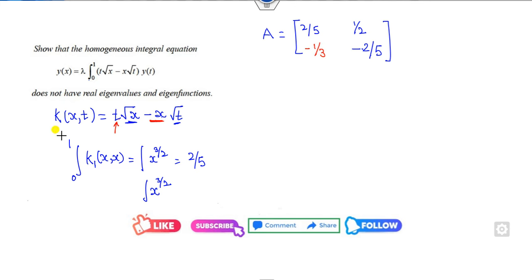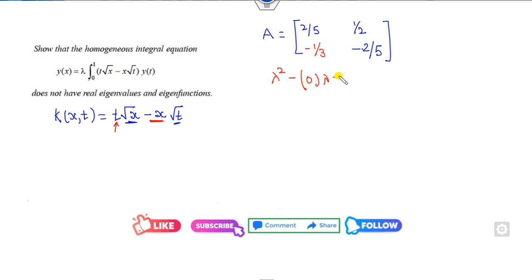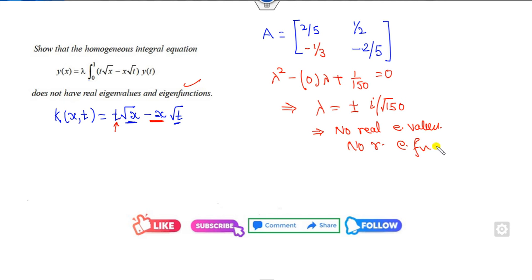Fine. Now you can find the eigenvalues. So what are the eigenvalues of this? Lambda square, trace 0, plus determinant: minus 4 over 25 plus 1 over 6. 150 is the LCM, since 25 into 6 is 150. So minus 24 plus 25, 1 over 150. Fine. So what are the eigenvalues? Eigenvalues are plus minus iota divided by root 150. Since they are imaginary, it has no real eigenvalues, and hence it has no real eigenfunction.